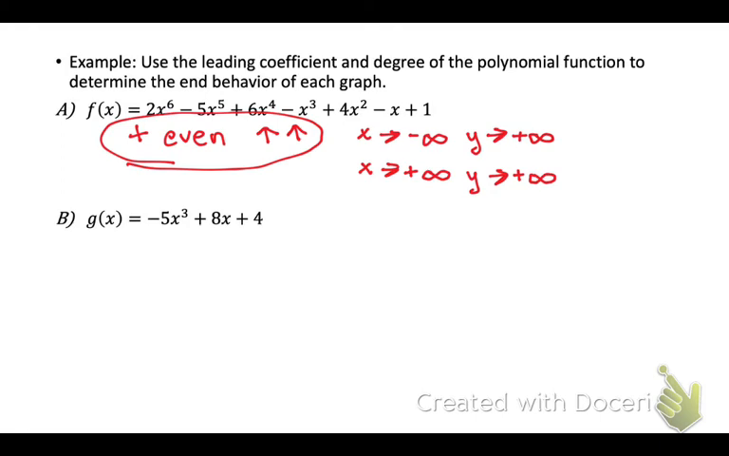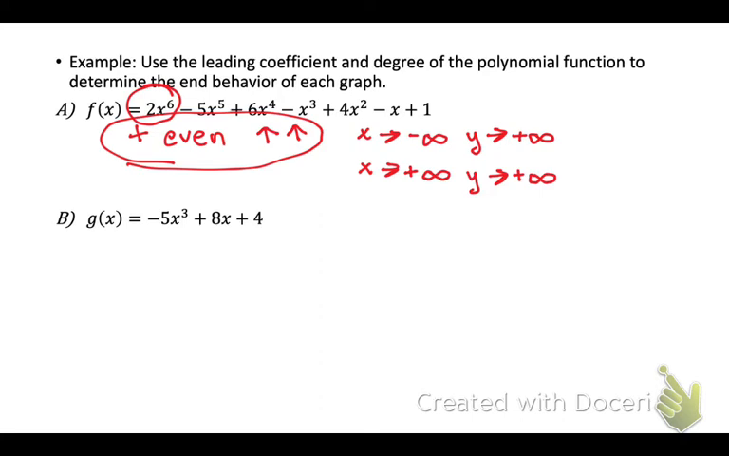How do you get that? Like, will there be a picture of a graph? No, you have to go off of this equation. Right here. Is 2 positive or negative? Positive. Is 6 even or odd? Even. So that means it goes up, up. It's even and it's positive, so it's up, up. Next one, do on your own.